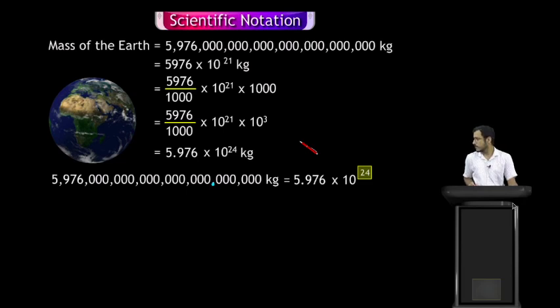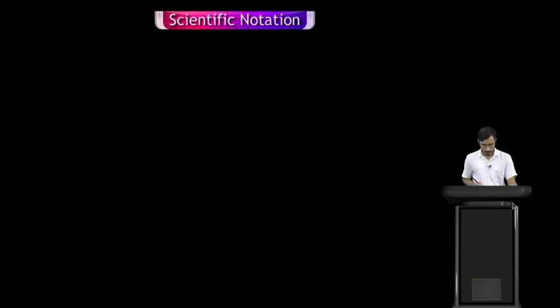Now here you can see we have a basic trick. Count the zeros, and you can see the decimal point moves from right to left. So here, 5.976 into 10 to the power 24 kg.